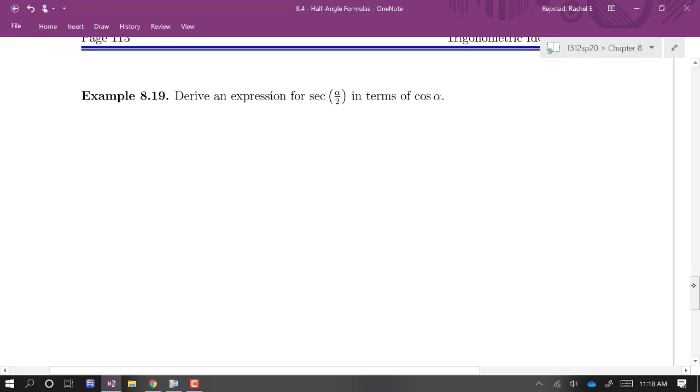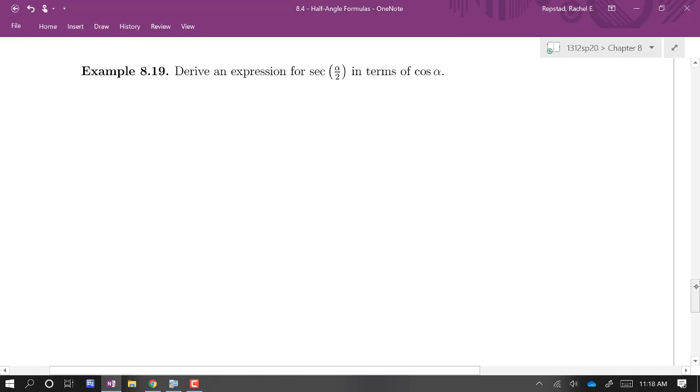Okay. To finish out this section, we're going to derive an expression for secant alpha over 2 in terms of cosine alpha. To start out, we have secant alpha over 2. We want to get an expression that's in cosine alpha. If they didn't specify cosine alpha and they just said the cosine function, it would be really simple, because I would just say, okay, well, secant alpha over 2 is 1 over cosine alpha over 2, and there's our cosine function, and we could be done with it. However, that's cosine alpha over 2, and we wanted cosine alpha.